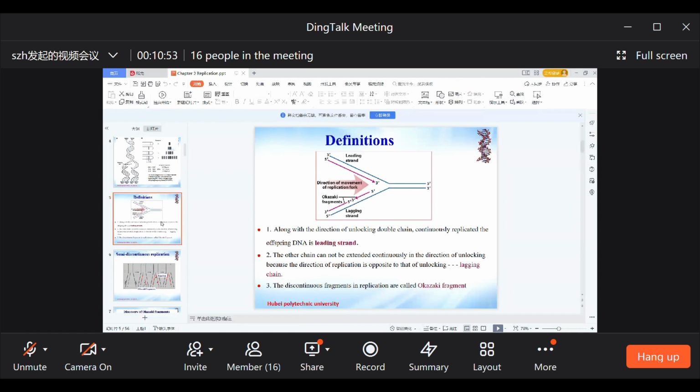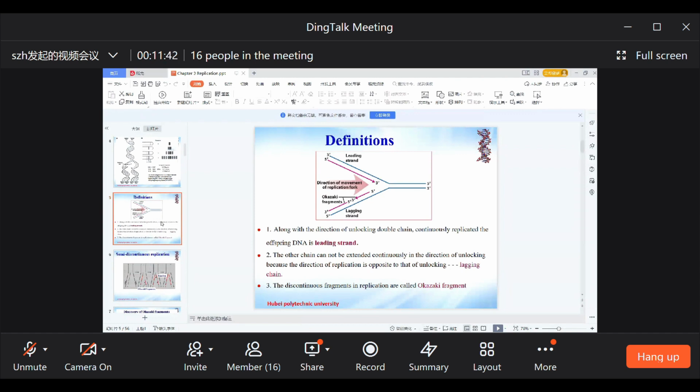And for the other one, as I just emphasized, because the DNA polymerase only synthesizes DNA from 5' to 3', the other strand from 5' to 3' acts as a template to synthesize the offspring DNA in the anti-direction, the reverse direction.